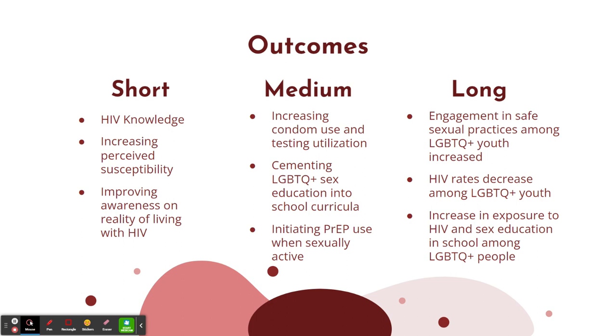Some long-term outcomes in the LGBTQ plus youth as a whole: increased engagement in safe sexual practices, and a decrease in HIV incidence among LGBTQ plus youth, decreasing the rate of infection, and then increasing exposure to HIV and sex education in school among LGBTQ plus people. Because as we mentioned earlier in that background, those who were exposed had reduced lifetime sexual partners, and they had an increase in protective sexual behaviors. So increasing that exposure would reduce those risky behaviors, which would also reduce the incidence and risk of HIV.